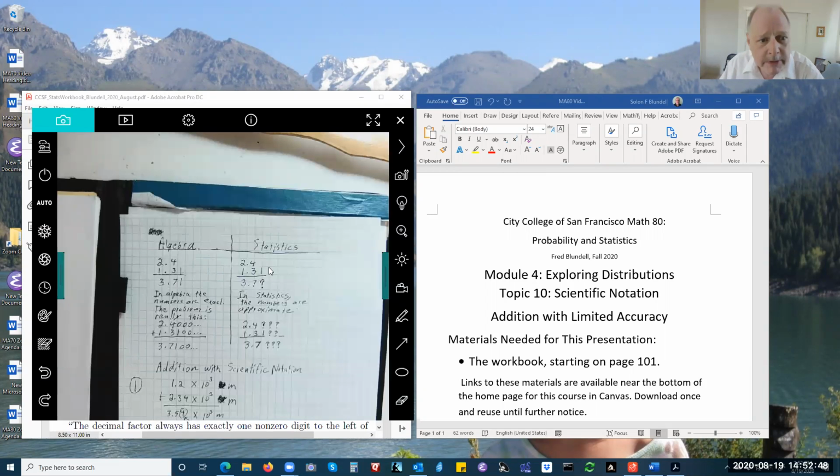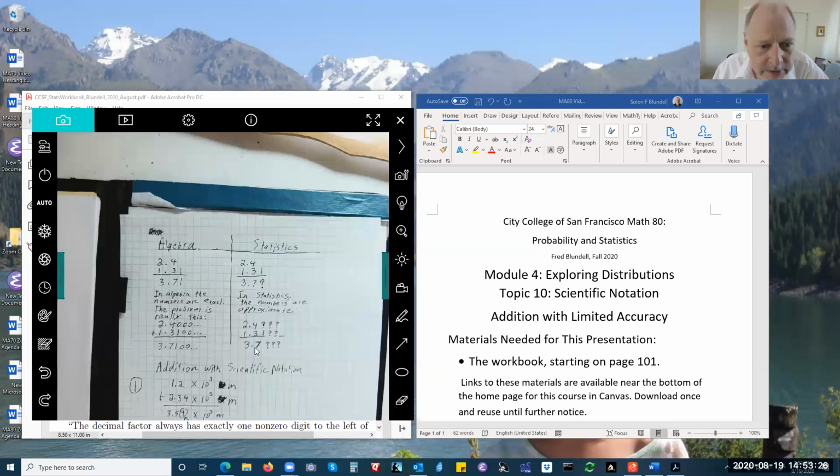Okay, but suppose these numbers were not coming from an algebra problem, but were measured in a laboratory, and you had 2.4 meters, and then you had 1.31 meters. In measurements, if you only wrote 2.4, it's because you don't know the rest of the digits. It's not that they were all zero. And so the problem is really more like 2.4 question mark, question mark, question mark, plus 1.31 question mark.